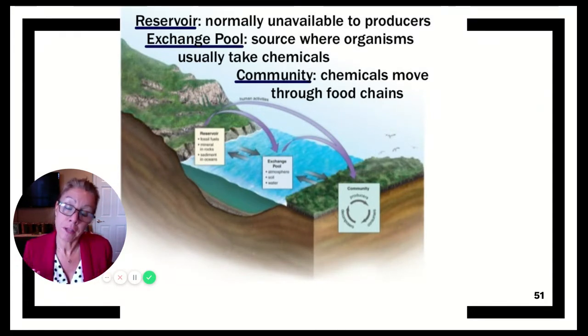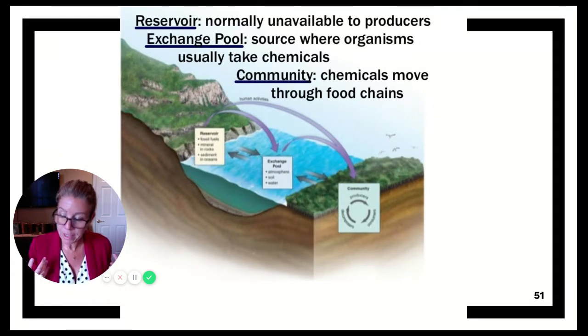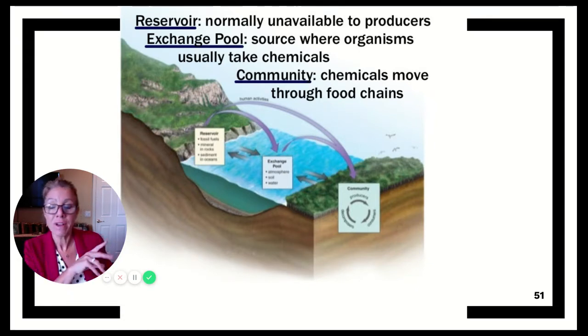Other reservoirs, like for the phosphorus cycle, the reservoir for that is in rocks. So to get it into the exchange pool where plants can have access to it, you need to have things like weathering to get it into the exchange pool. So on your notes where it says components, the reservoir is the storehouse for the chemical. And you might want to add on there that it's unavailable to producers or autotrophs. The exchange pool is where autotrophs access the chemical, and then the biotic community is how chemicals move through food chains and food webs.